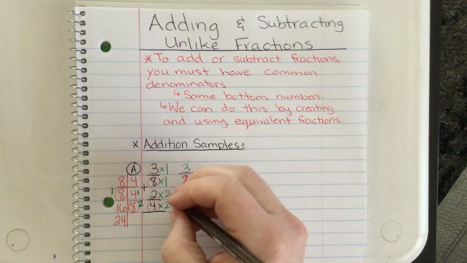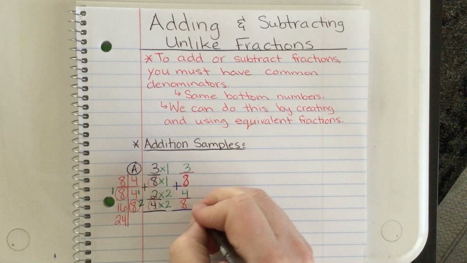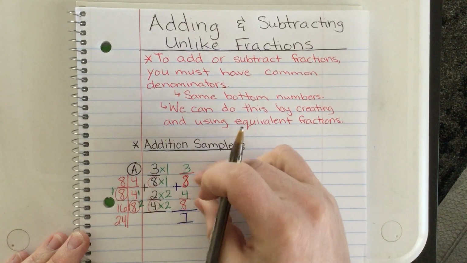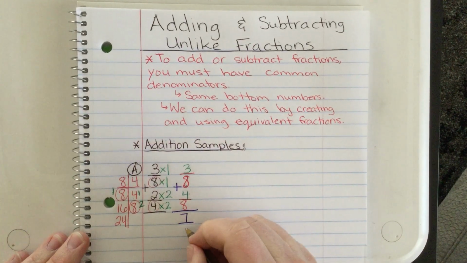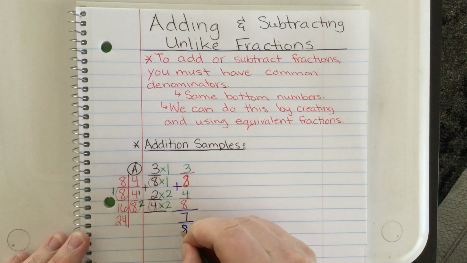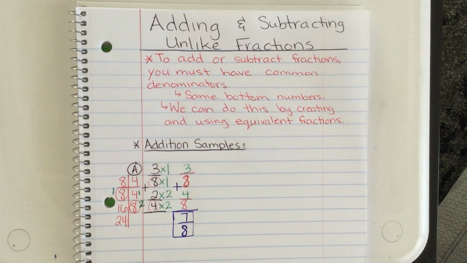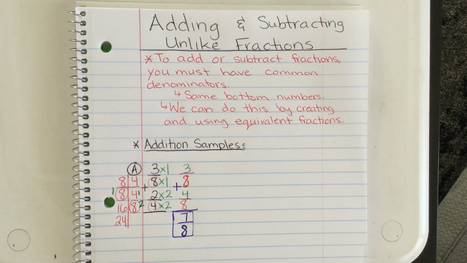So the last thing we have to do is to solve it, to add. 3 plus 4 is 7. And now we have common denominators, so our denominator stays the same. So our answer to 3/8 plus 2/4 is 7/8. Okay.